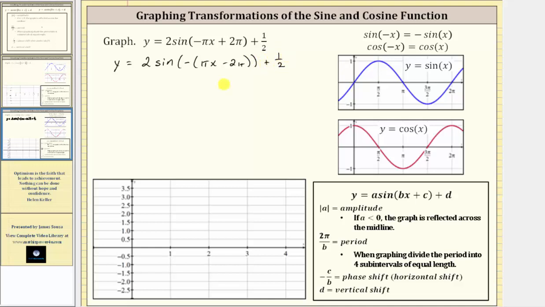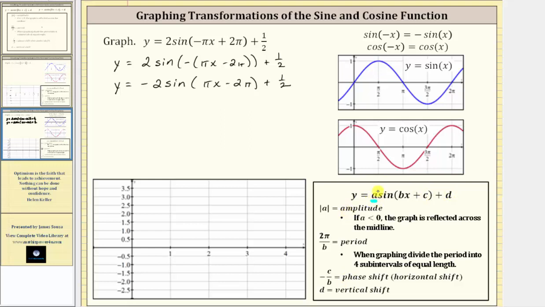From here, we are going to use the negative angle identity. Sine negative x equals negative sine x. So notice here the angle is negative, or the opposite of pi x minus 2 pi, and therefore this function is equal to y equals negative 2 sine of the quantity pi x minus 2 pi plus 1/2. So now that we've transformed the equation into a form where b is positive, let's now find the values of a, b, c, and d and describe the transformation.